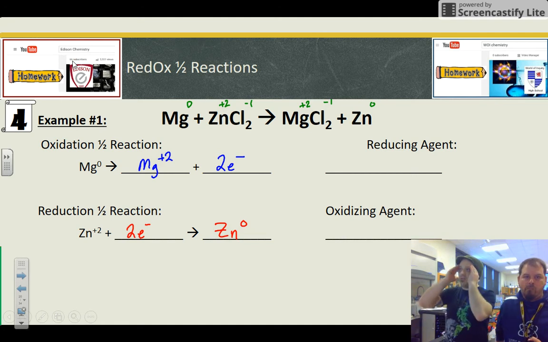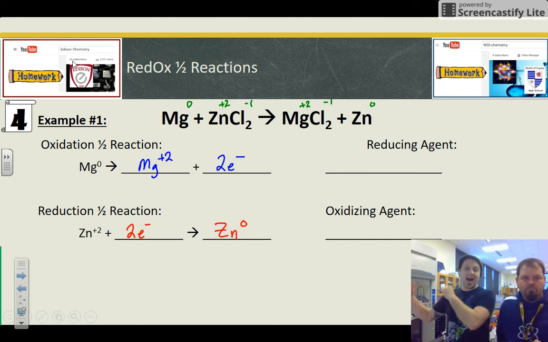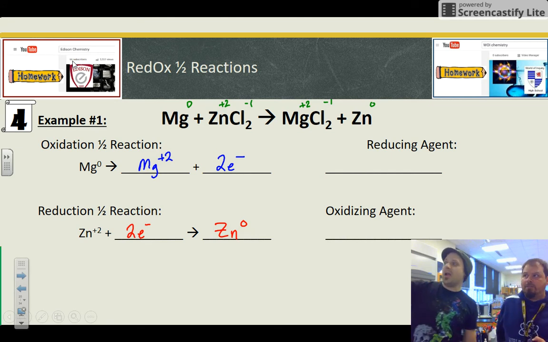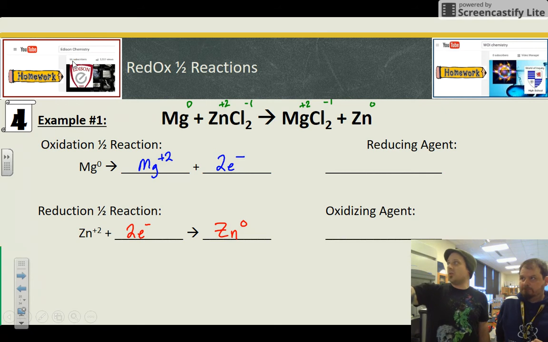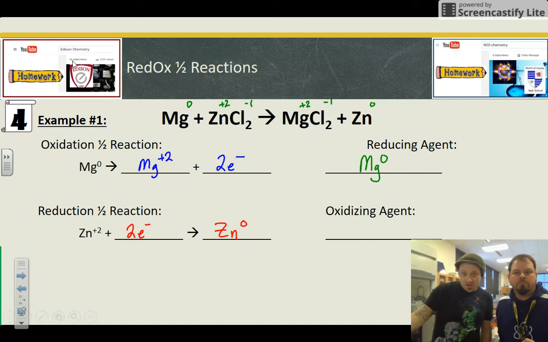I look and say, okay, if it was oxidized, that means it was the reducing agent. And if it was reduced, that means it was the oxidizing agent. So I look now. Magnesium lost electrons, and oxidation is losing electrons. So that means it's the reducing agent. So I will say that Mg0 is the reducing agent.